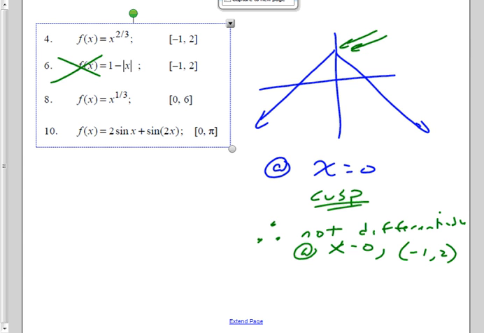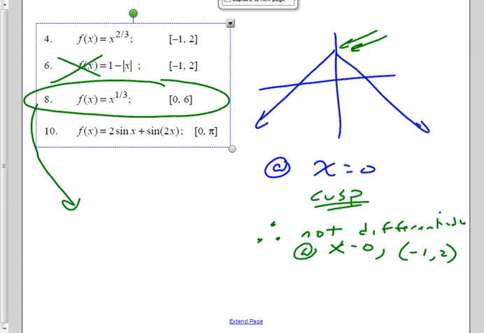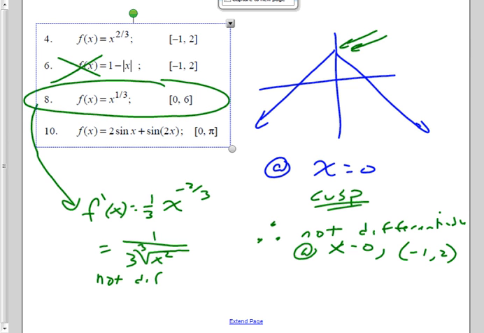Similarly, the point of all these questions is just to make sure that the function is in fact differentiable. So in this case, f prime of x equals 1/3 x to the negative 2/3, which can be written as 1 over 3 cubed root of x squared. So again, this is not differentiable at x equals 0.